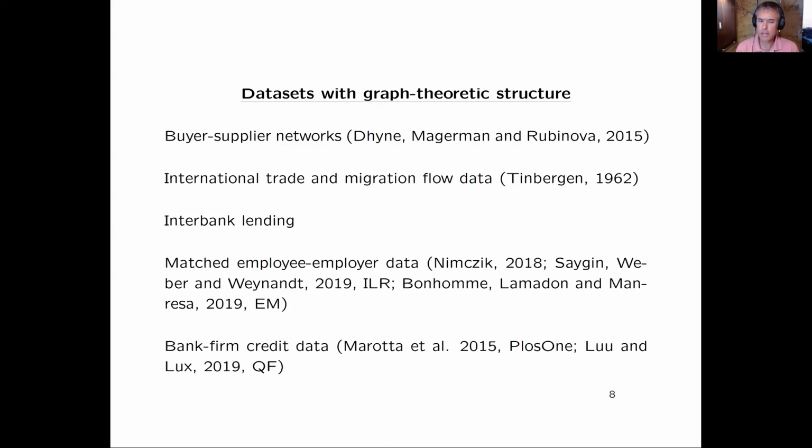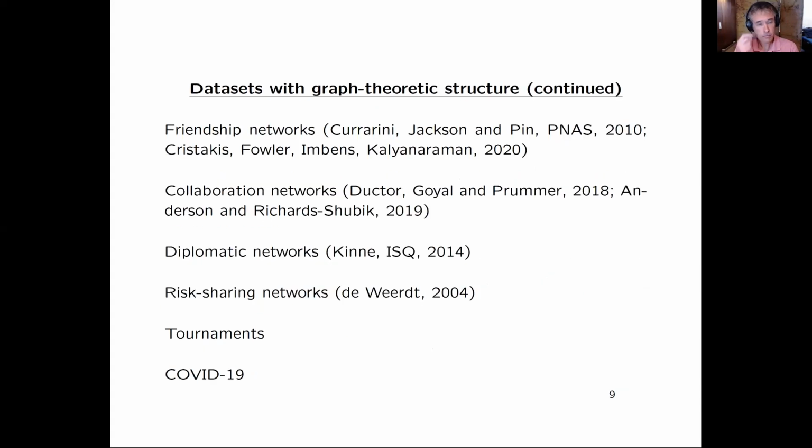Another example of such data is bank-firm credit data. So you have firms and they have lending relationships with banks. That's been less studied in economics, surprisingly, but I think could be a potentially very interesting area because it connects the real and financial economy.